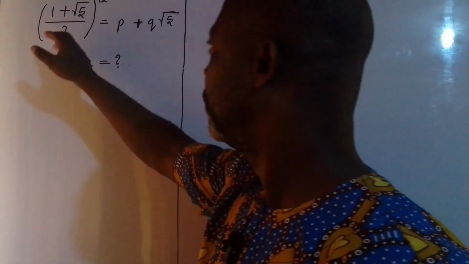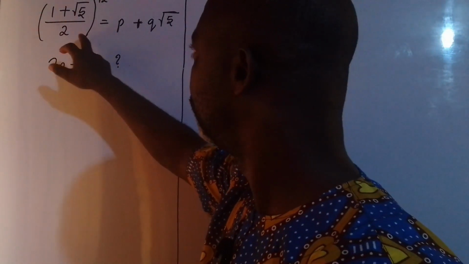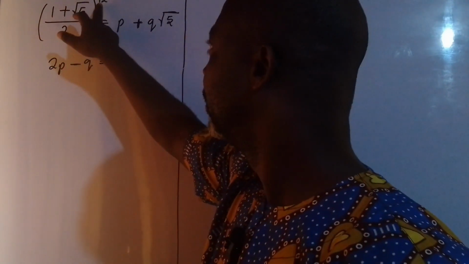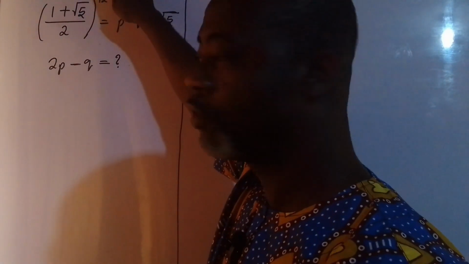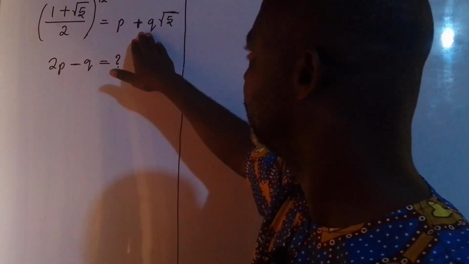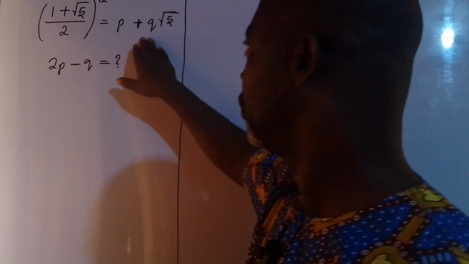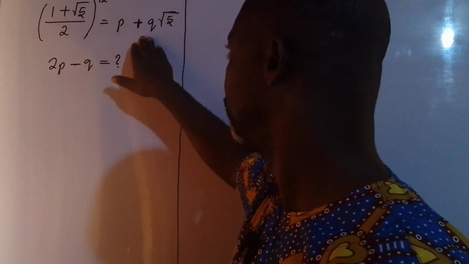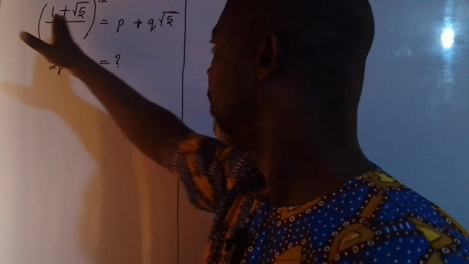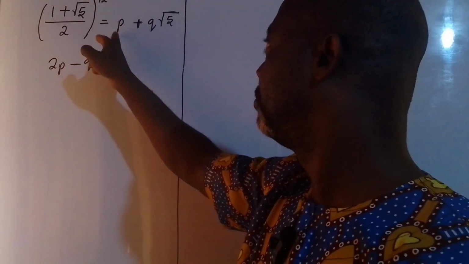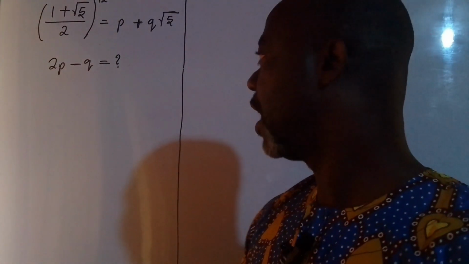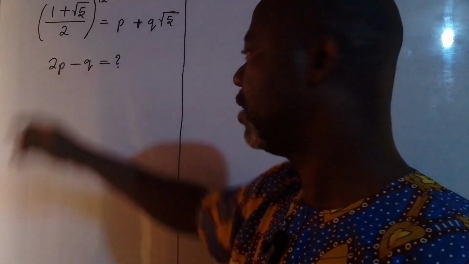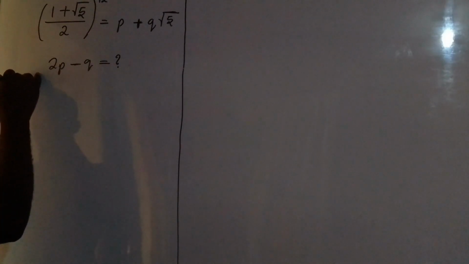So the goal here is to simplify ((1 + √5)/2)^12 so that it appears in this form. And once we are able to simplify this to this form, we can compare what we get and get p and q. Once we have the values of p and q, then we can evaluate 2p − q. Let's get started. So we have the solution.